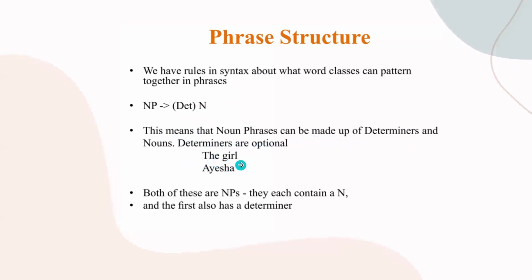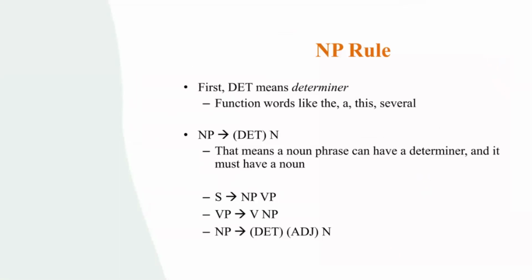For example, the girl. The here is an article, girl is a common noun. And if I want to write the name Aisha, then Aisha will also work as a noun phrase. You have to remember this. So both of these are noun phrases. They each contain a noun, and the first also has a determiner. As I told you already, determiners could be the, this, several, and this is determiner and noun, noun phrase. That means a noun phrase can have a determiner and it must have a noun. I already explained it to you.